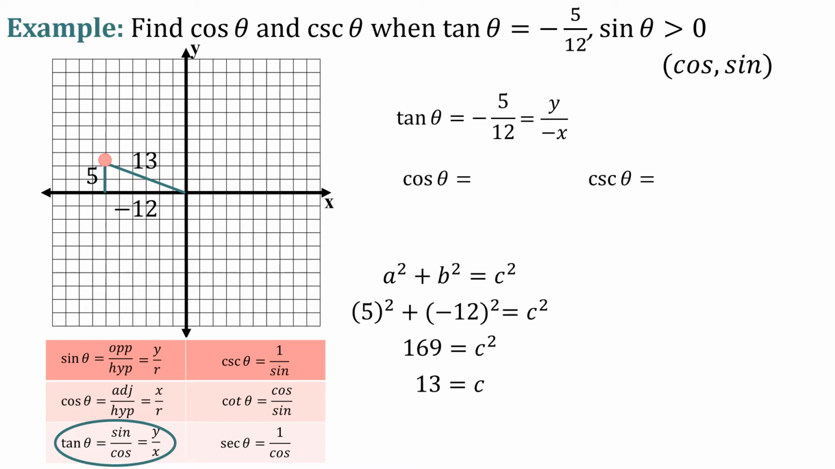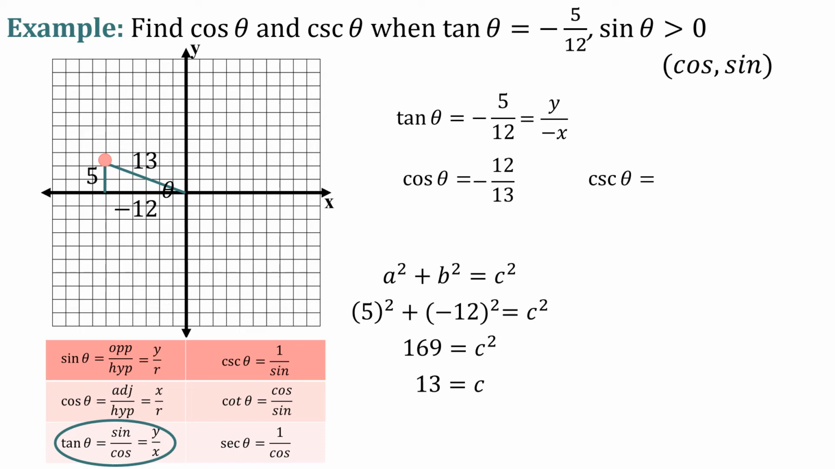Now we can find our cosine and our cosecant. Cosine is the x value over the radius, or the adjacent over the hypotenuse. Our theta, our reference angle, will always be the angle next to the x-axis every single time. So the side adjacent to that is negative 12, and our hypotenuse is 13. So even if you didn't know the relationship between x, y, and r, you would still be able to determine this because you know adjacent and hypotenuse.